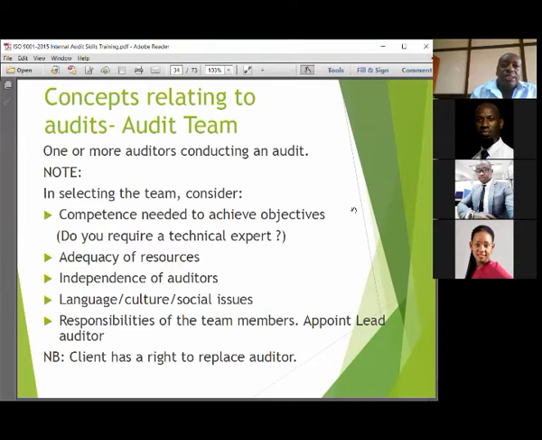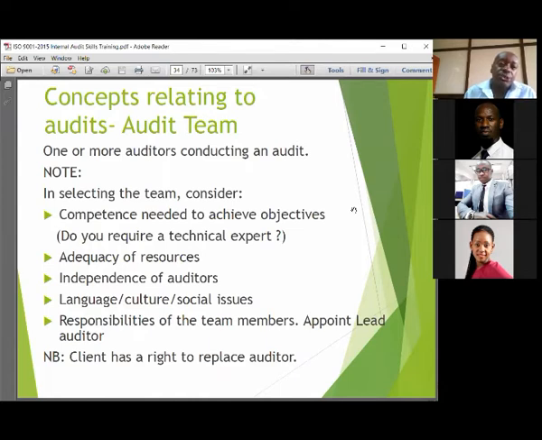And there is the audit team. So it's one or more auditors conducting an audit. In most cases, especially when you have a good pool of auditors, you send at least 2 or 3, not one person. But even one person can be sent, and that can be an audit team. Now, when it comes to selecting the team, this is the work of the quality management coordinator.